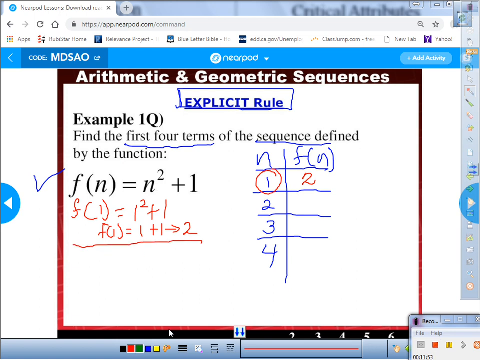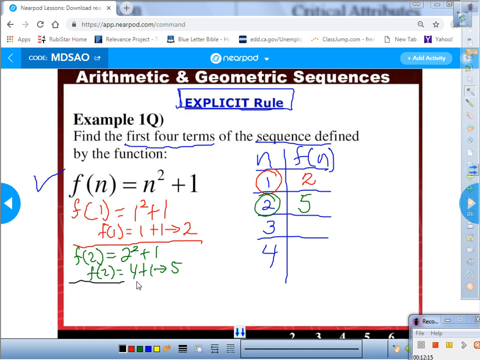Let's go to the next one. 2. So I write what? F of 2 equals 2 squared plus 1. F of 2 equals, what is 2 squared? 4 plus 1. What is 4 plus 1? 5. And that goes right there. Start copying that, and we're going to do the rest together.